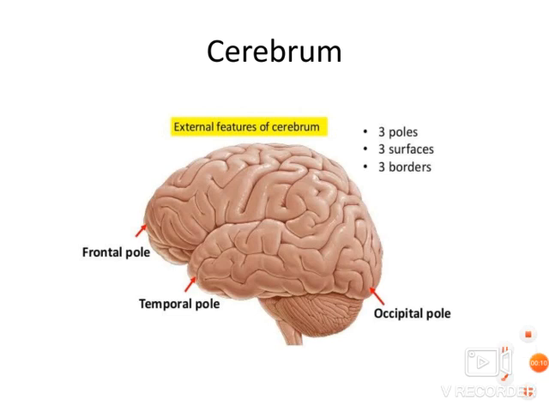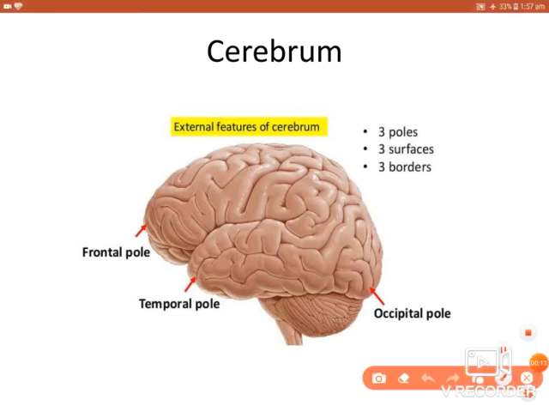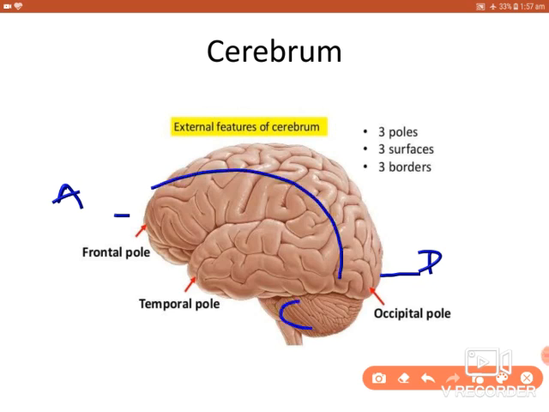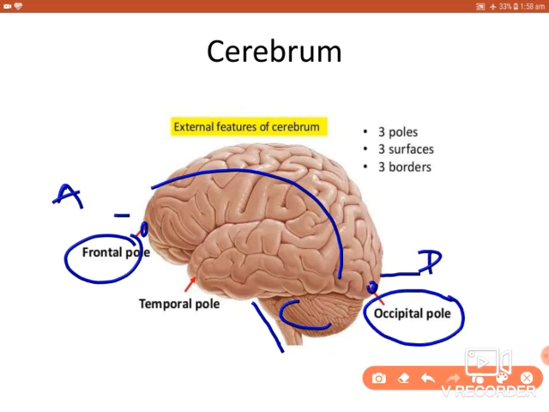Here this is the lateral view of the brain. Here this goes anteriorly, here this goes posteriorly. Here this is the cerebrum. You can see the cerebellum and the brainstem also. Here anteriorly, this part is the frontal pole. Here posteriorly, this pointed part is the occipital pole. Anteroinferiorly, this part is the temporal pole of the cerebrum.